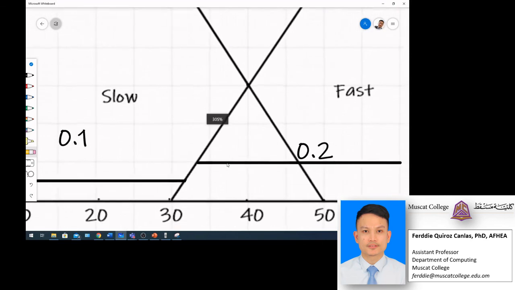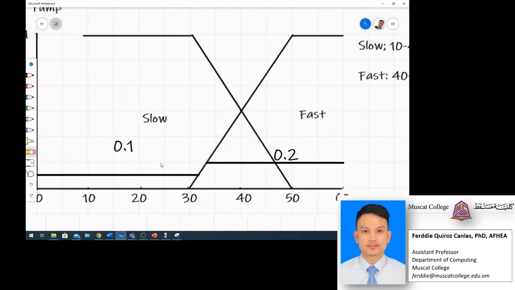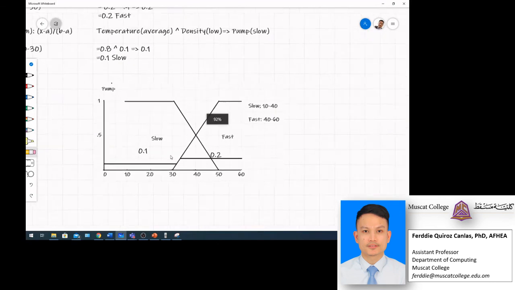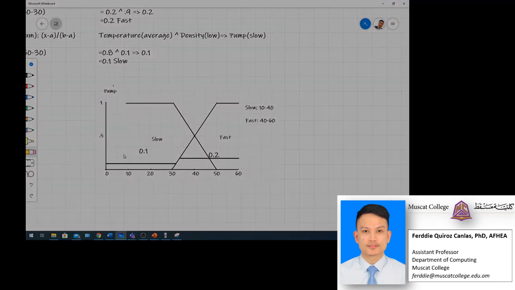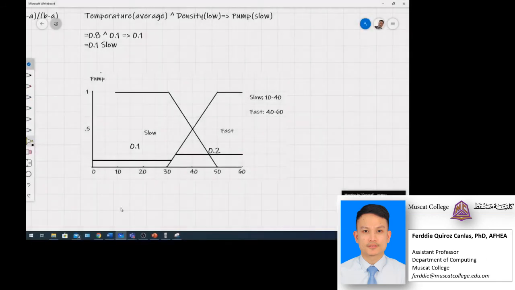So we can't change it. So it's all right. So we could now do the defuzzification. Okay, let's do the defuzzification. But actually, we have to erase this part, okay? This one and this, we have to erase them actually. So let's now calculate it with the COG.